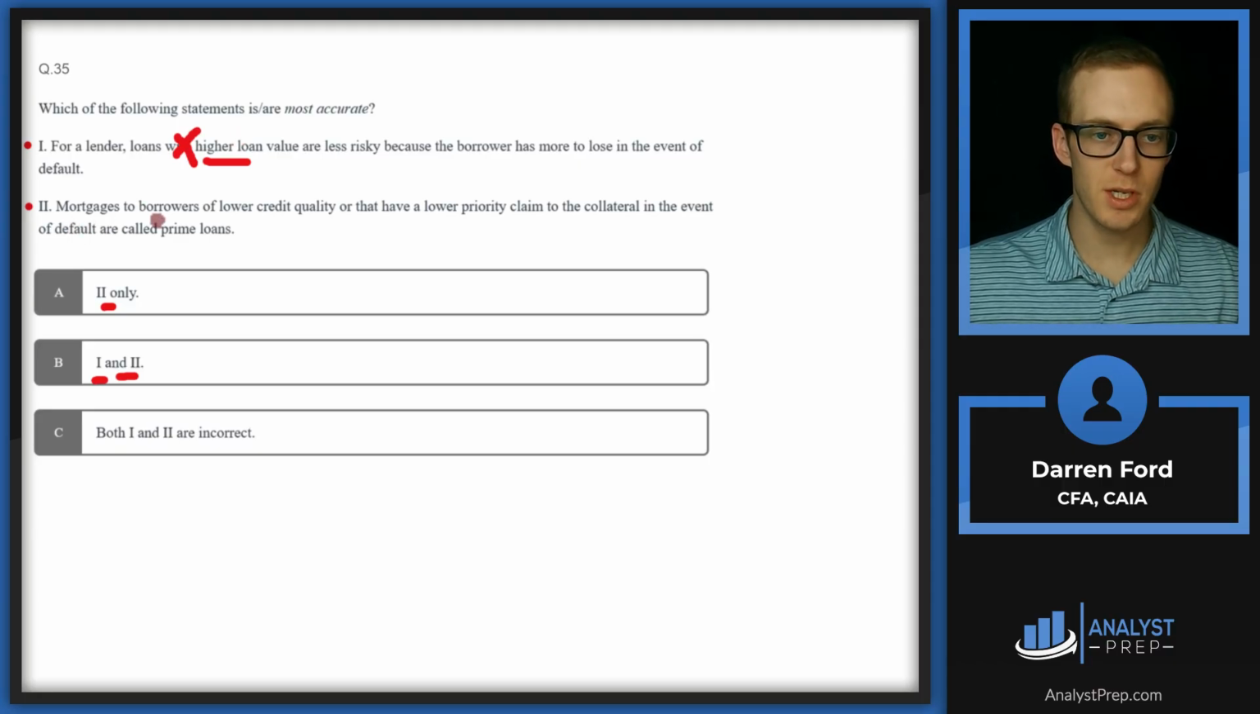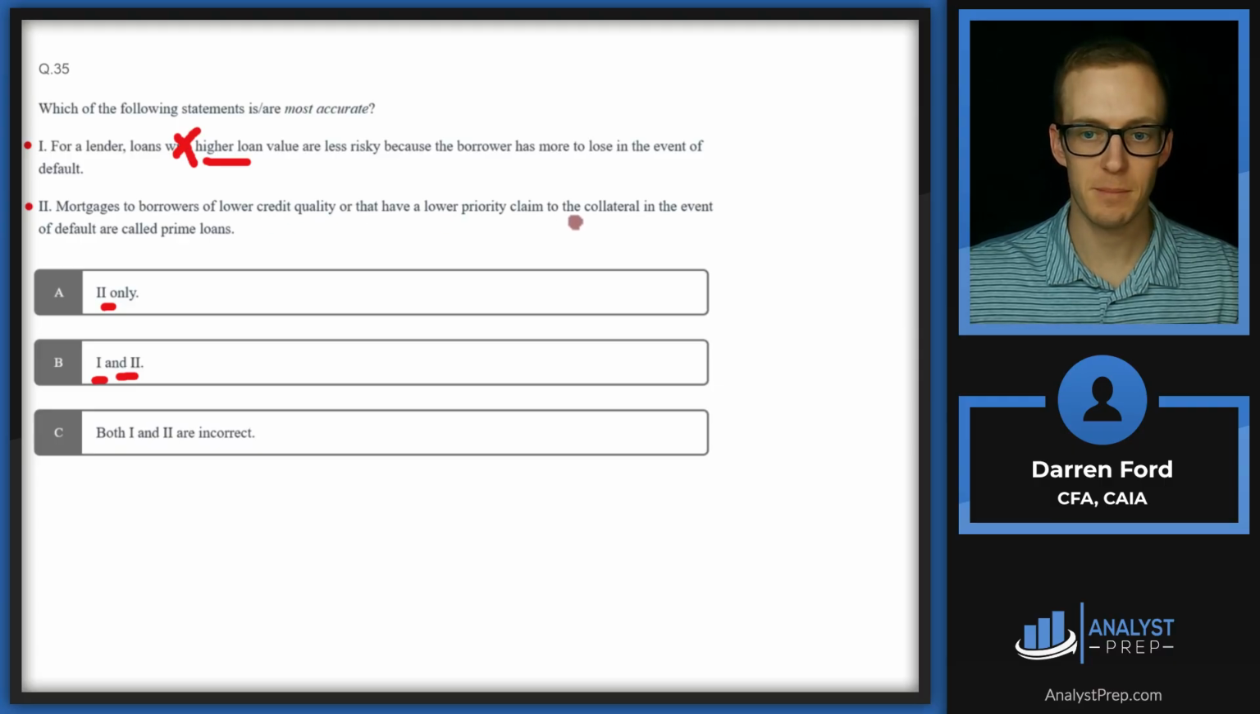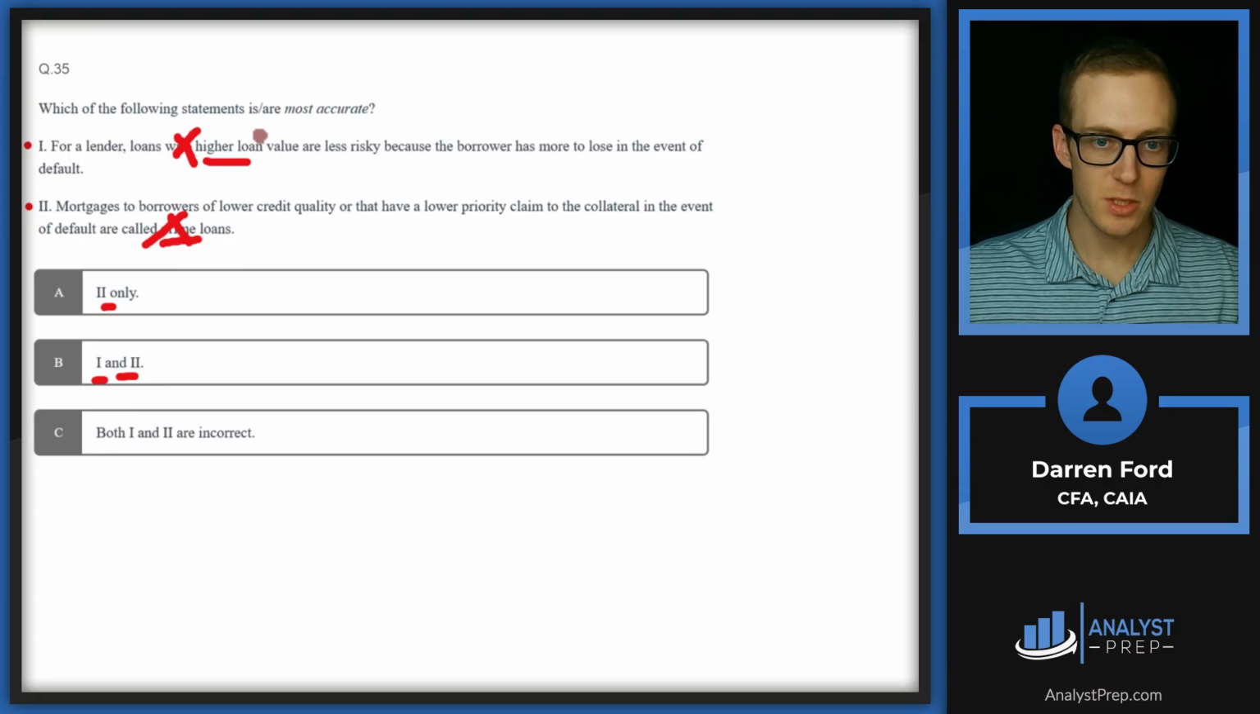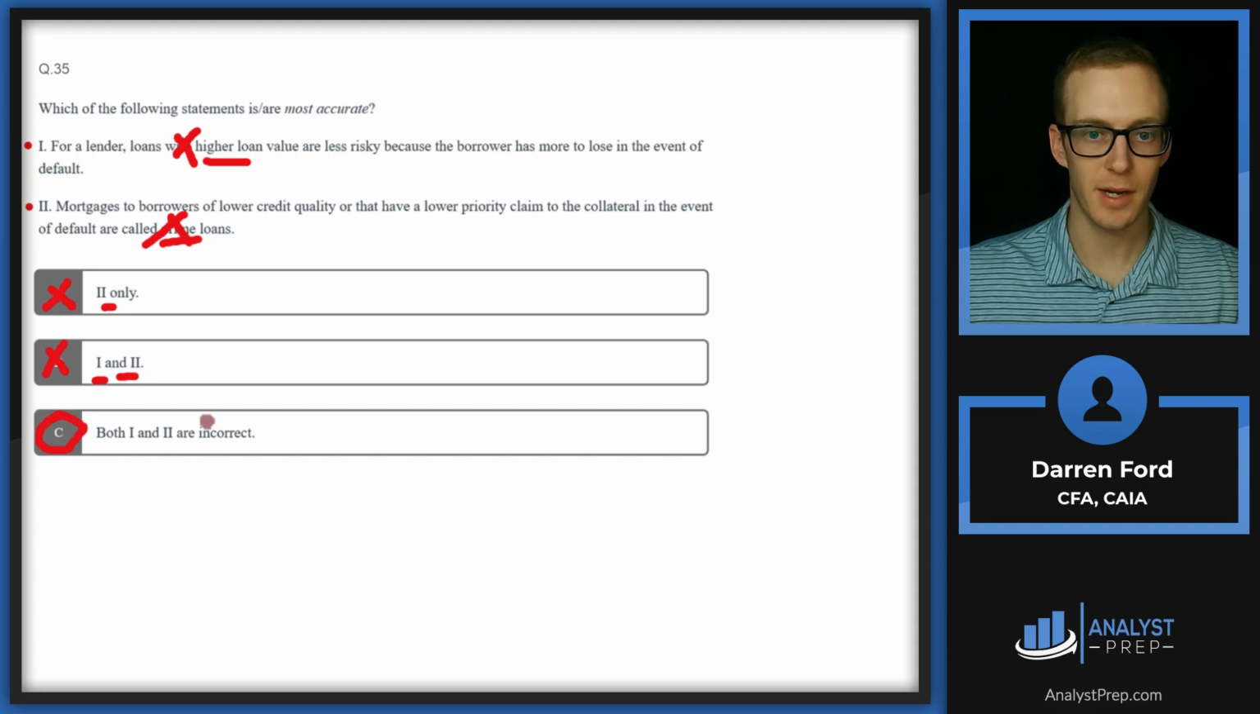Statement 2, mortgages to borrowers of low credit quality or lower credit quality, or that have a lower priority claim to the collateral in the event of default, are called prime loans. This is also going to be incorrect. They're not called prime loans. These would be called subprime loans. So we've got 1 and 2 are both inaccurate. So we can rule out A and we can rule out B. We will go with C. Both 1 and 2 are incorrect statements.